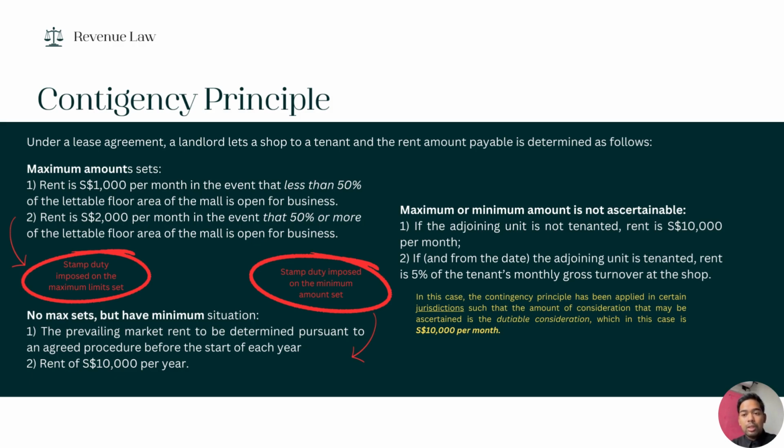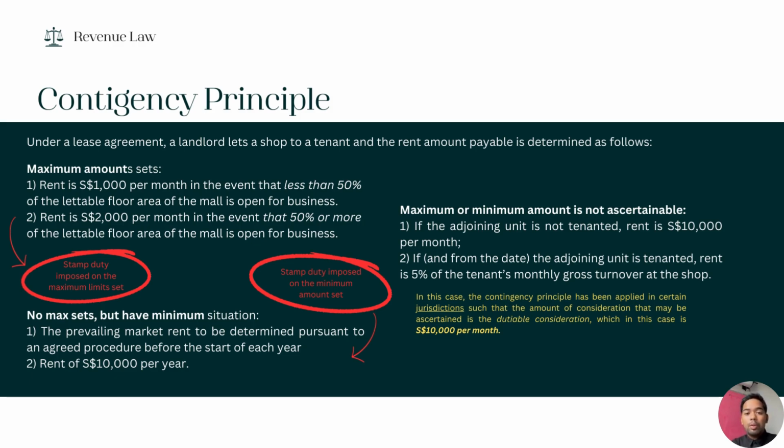So in the case of no maximum set but a minimum, the first option is, let's say, the prevailing market rent is to be determined pursuant to an agreed procedure before the start of the lease, and then there is no maximum amount set there. But the second option says that the rent is 10,000 per year. So there is a minimum limit that has been set by the landlord. So stamp duty will be imposed on the minimum amount set.